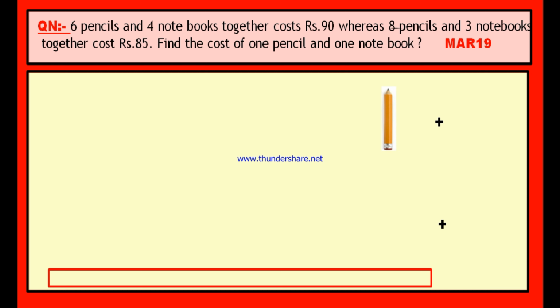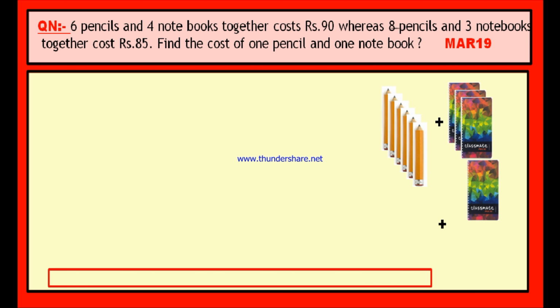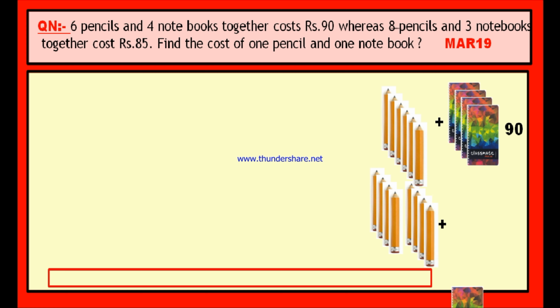Here, how many pencils are there in the first case? 6 pencils and 4 notebooks. 6 pencils, 1, 2, 3, 4, 5 and 6. 6 pencils plus 4 notebooks cost how many rupees? 90 rupees. And the second equation is 8 pencils and 3 notebooks. 8 pencils and 3 notebooks together cost 85 rupees. 8 pencils, 1, 2, 3, 4 pencils, 5, 6, 7, 8 pencils, plus 3 notebooks, 1, 2, 3 notebooks cost 85 rupees.